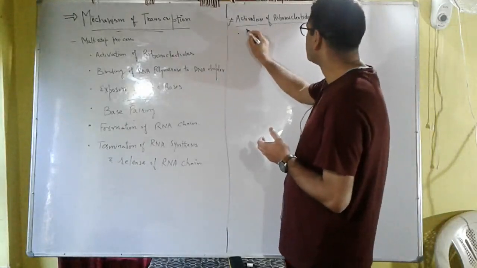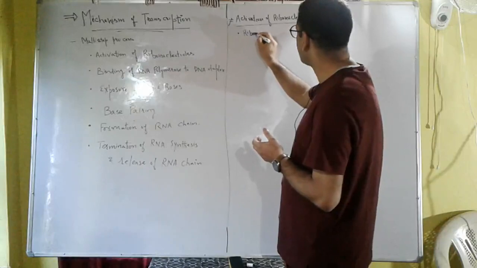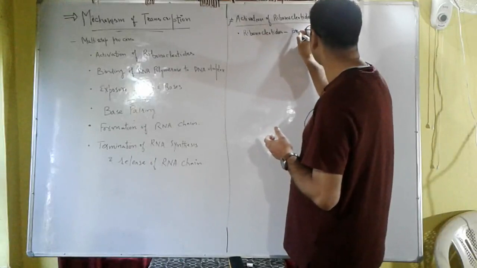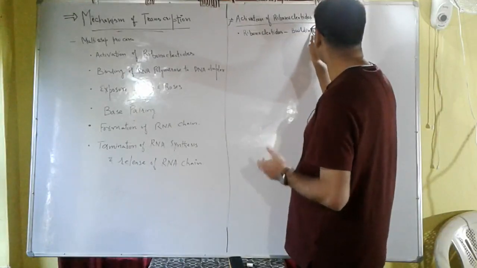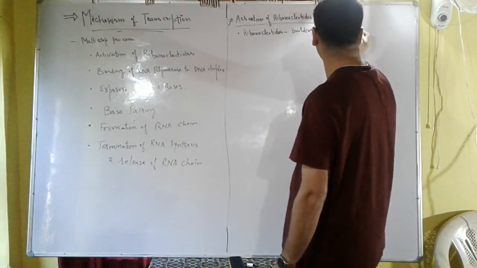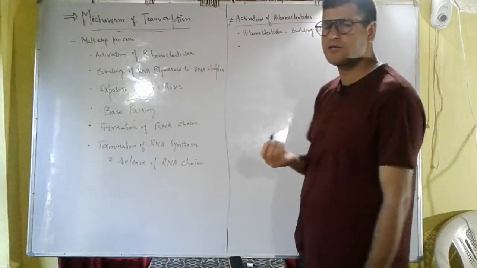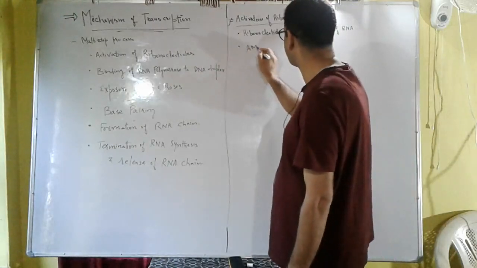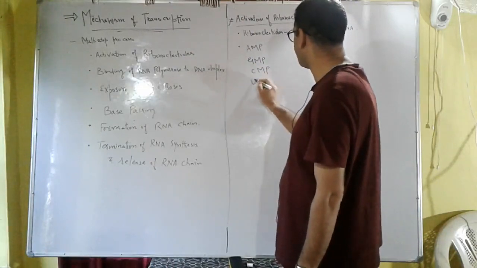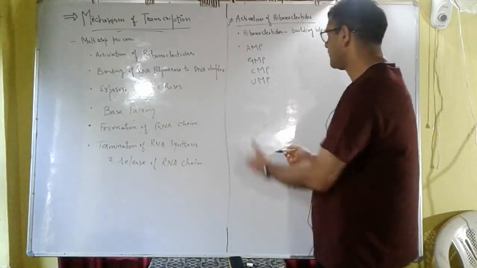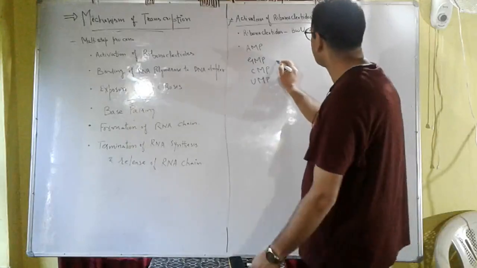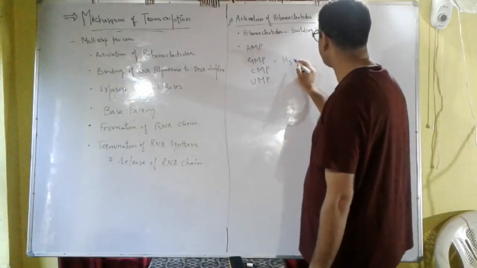So we have these ribonucleotides. They are building blocks of RNA. Four types of ribonucleotides participate in RNA synthesis. We have adenosine monophosphate, guanosine monophosphate, cytidine monophosphate, and uridine monophosphate. You know that in case of RNA we have uracil, while in case of DNA we have thymine, plus H3PO4 phosphoric acid.